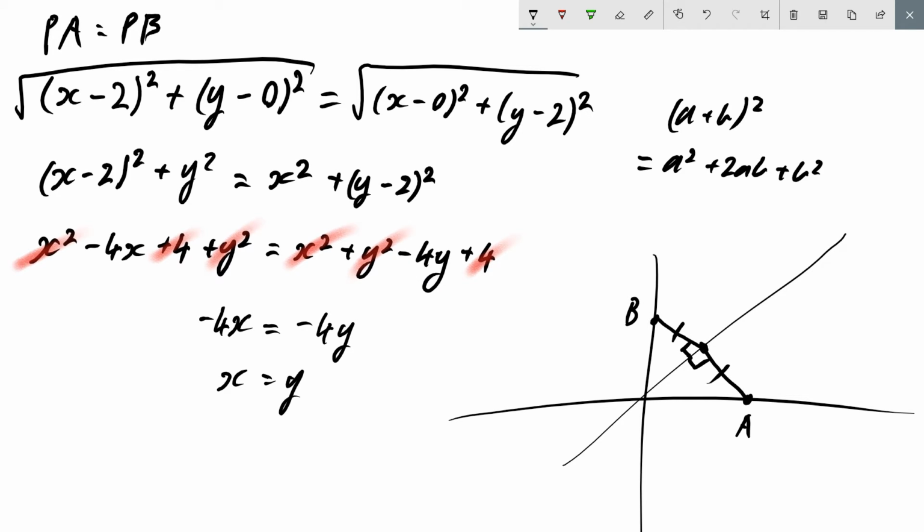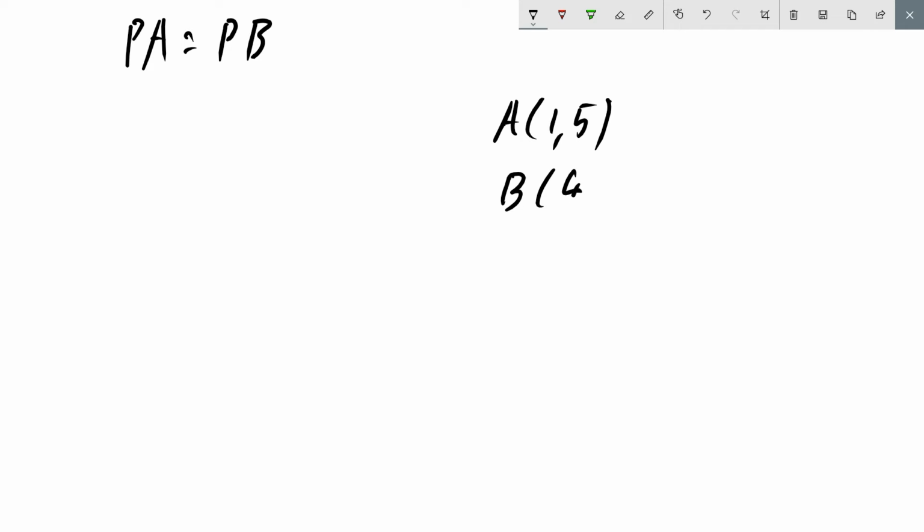So you're not always going to have nice cancelling like we have here, where everything pretty much cancelled each other out and we got the answer fairly quickly. So let's do another one. So again, I want PA to equal PB, but I'm going to change my coordinates. So A is now 1, 5, and I'm going to make B 4, 2. So let's do the same process again.